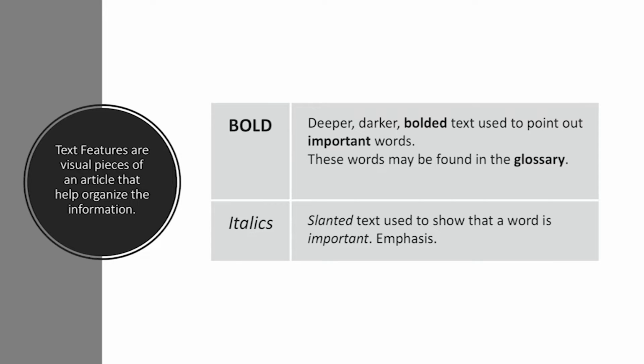First, we need to know that text features are visual pieces that help to organize the information. One way that authors use visuals to help the reader gain understanding is through the type of print. The author may print the text with bold or italicized words. Bold words are deeper, darker, and used to point out important words that you may need a definition for. The words that are bolded are often found in a glossary. Italicized words, or words that are written in italics, are slanted text. Authors often use italics to show that a word is important or to emphasize a word. Emphasize means to draw attention to something. Bold words and italicized words are both used to make the reader pay attention to a certain word or phrase.